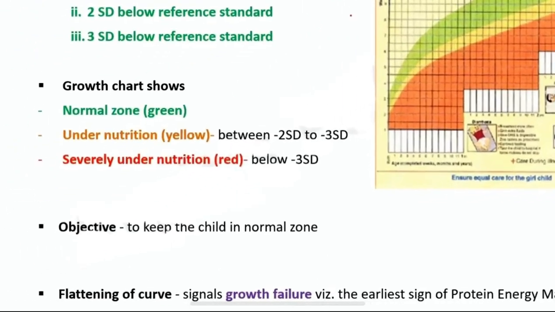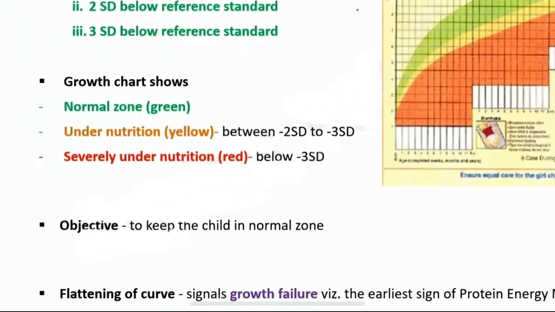Next, the objective of this chart is that we should keep the child in the normal zone. By measuring the growth and development, we can interpret if the baby is going towards undernutrition, so that we can take measures and improve the child's health.